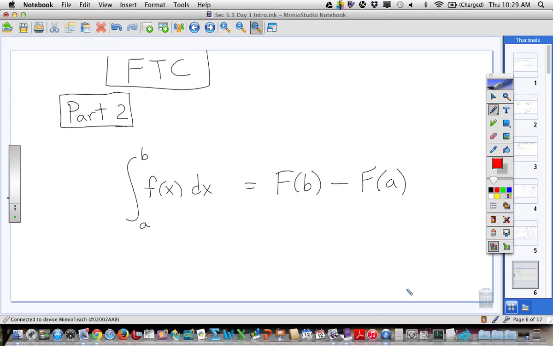Okay? And so what it's saying is if you want to do the area from A to B of any old function, little f, all you need is the antiderivative. Just pick any old antiderivative. We usually pick the one without the plus c on it, where c is 0. And put a b in, put an a in, subtract them, and you get the area. Okay?